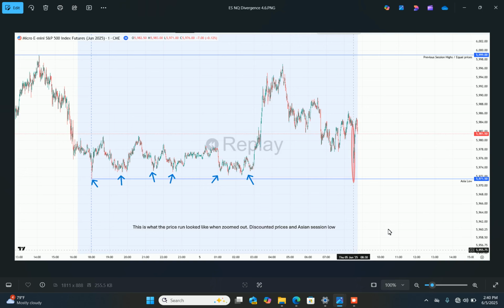So this is what the price run looked like when zoomed out. Discounted prices in Asian session low. All of these prices right here were stop orders that basically the market wanted to trip in, and smart money basically bought all of these orders down here for the people that wanted to sell the market. Smart money bought the market. There's the Asian session low, that's that line I told you. It went just below it just to get all of these people, and that was the Asian session low right there. The rest of these prices were all liquidity pools. They tripped all of those guys into the market, and then they bought all the orders. And I bought down here and I rode it all the way up.